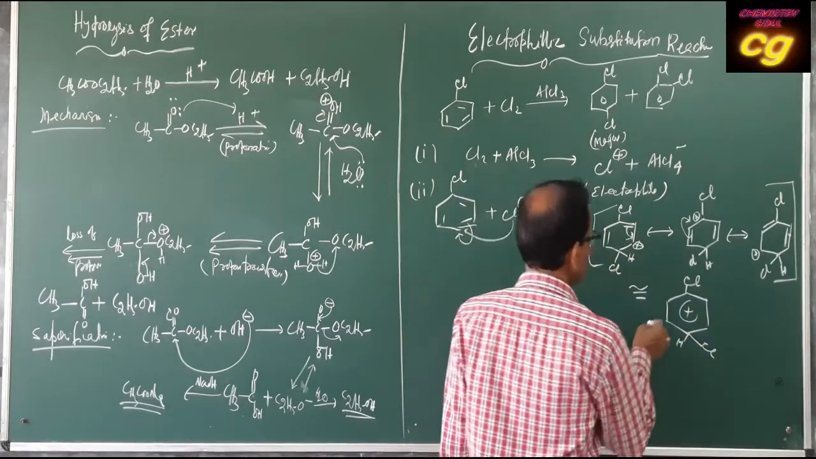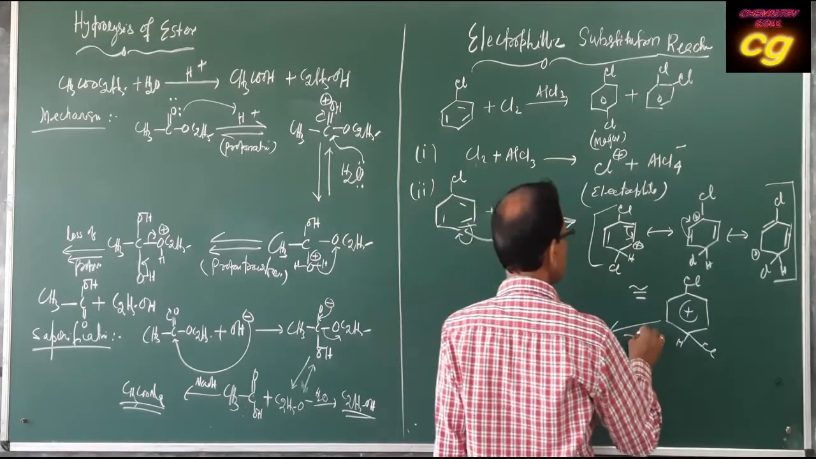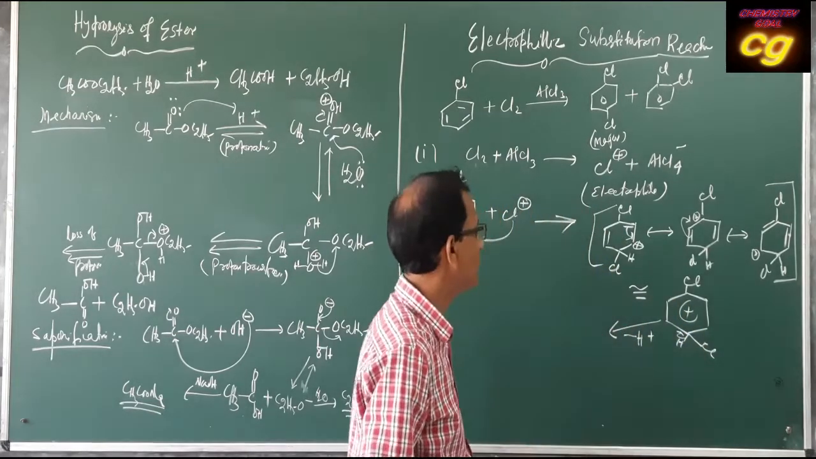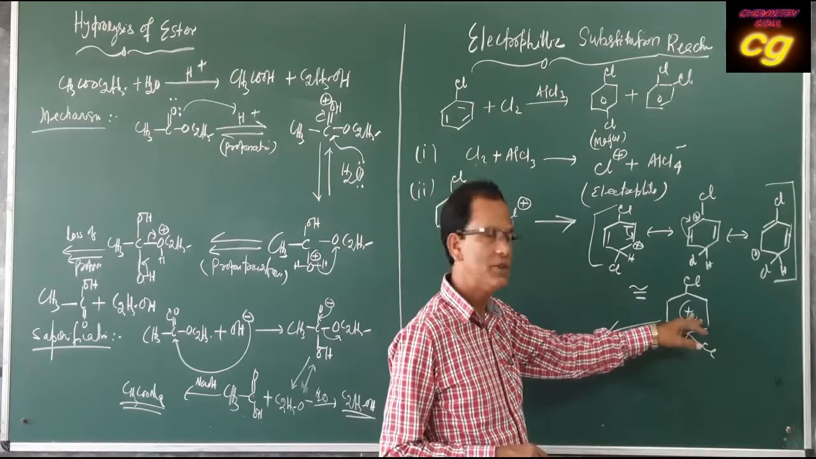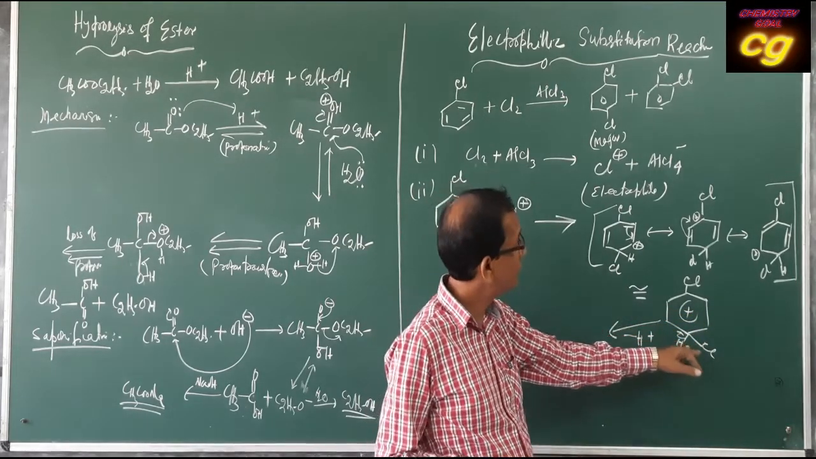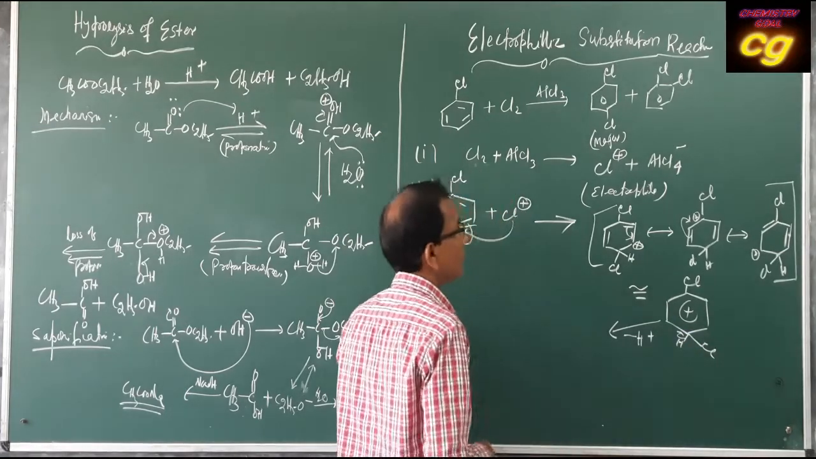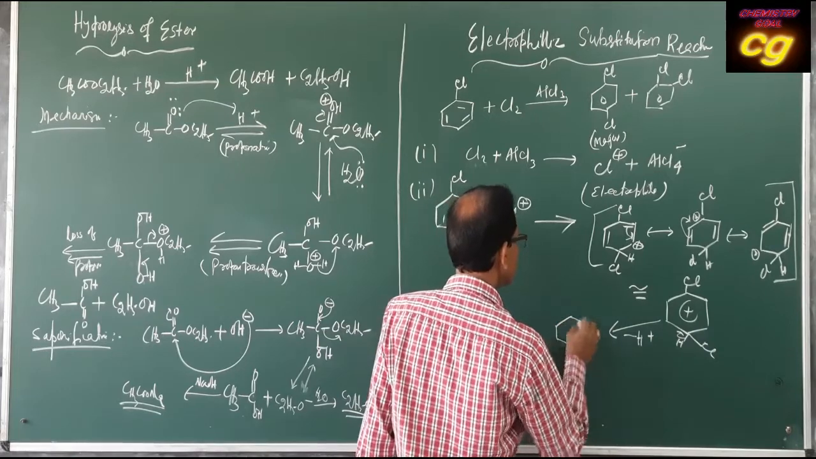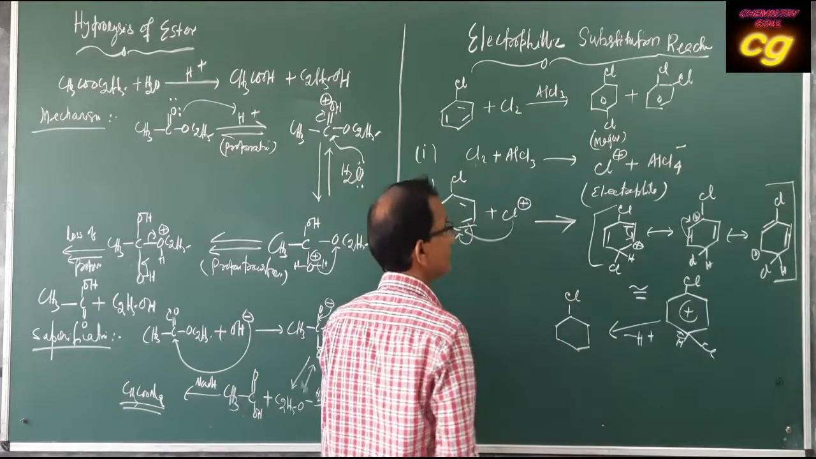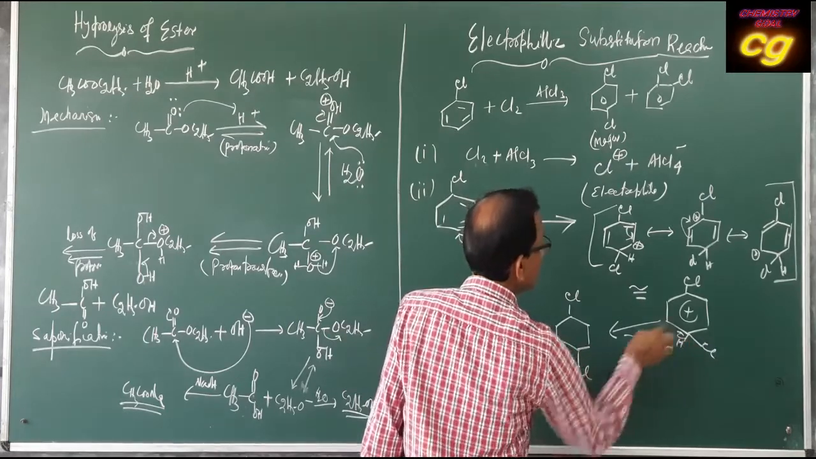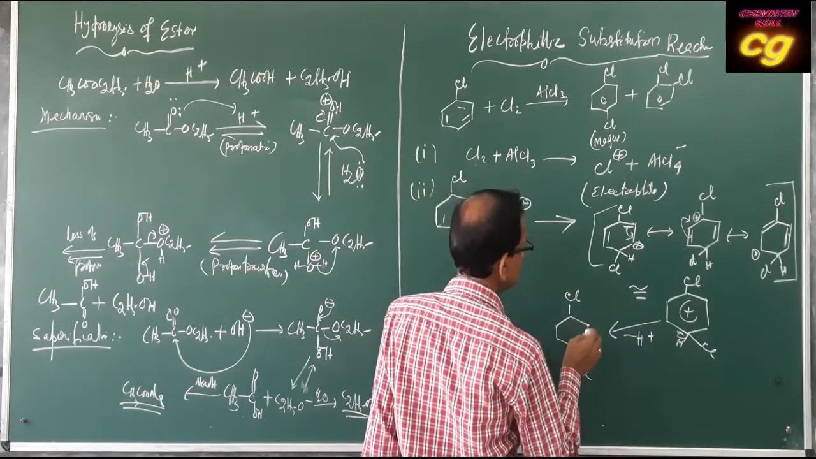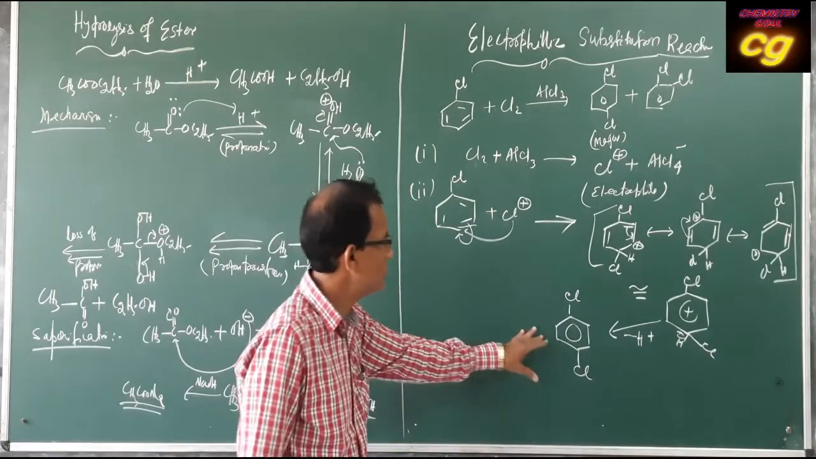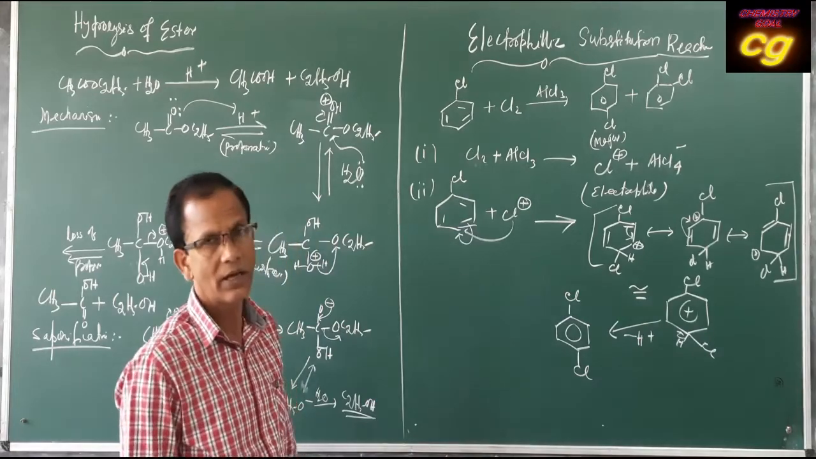Then what happens? This will lose one H plus. H plus will leave because as the benzene carries a positive charge, it will accept the bonded electron from H, because it is a weaker bond. So the product will be Cl, then already Cl will be attached here. Then you can draw these structures. So this is the para substituted dichlorobenzene.